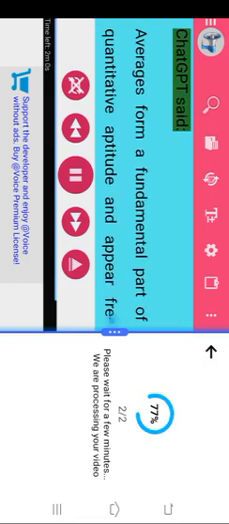Averages: basic average concept and weighted average. Averages form a fundamental part of quantitative aptitude and appear frequently in SSC level exams. The concept of averages helps in finding a central or typical value from a group of numbers. The two key components are the basic average and the weighted average, both of which are applications of the same core principle but in different contexts.